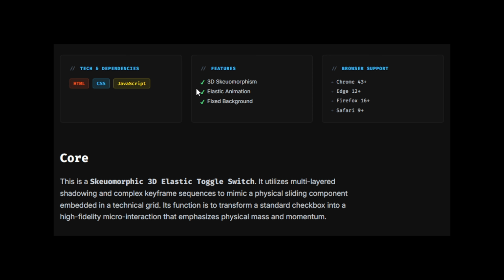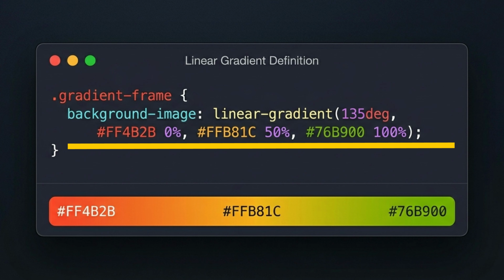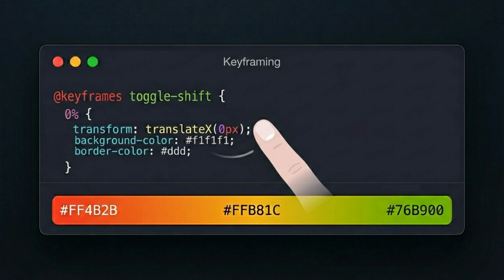This is a skeuomorphic 3D elastic toggle switch. It utilizes multi-layered shadowing and complex keyframe sequences to mimic a physical sliding component embedded in a technical grid.